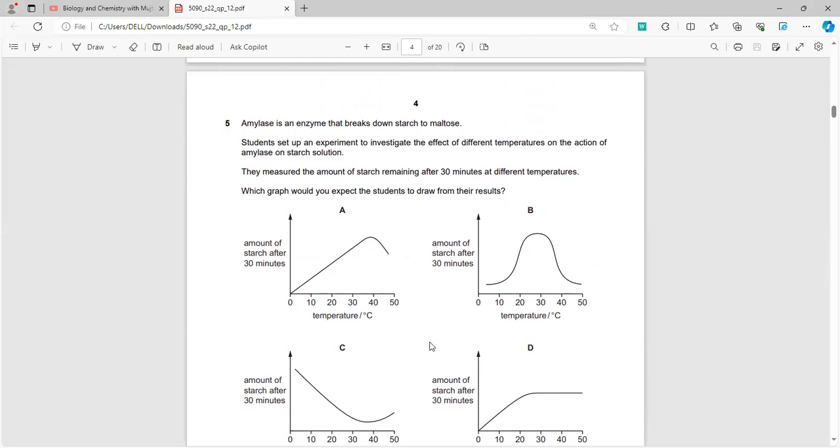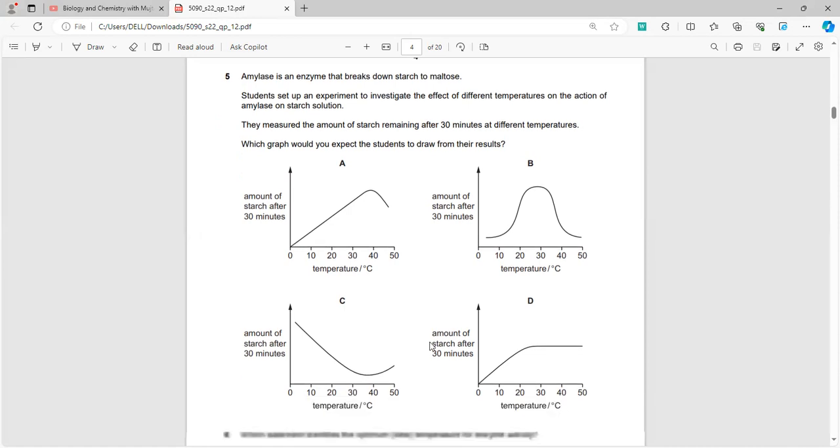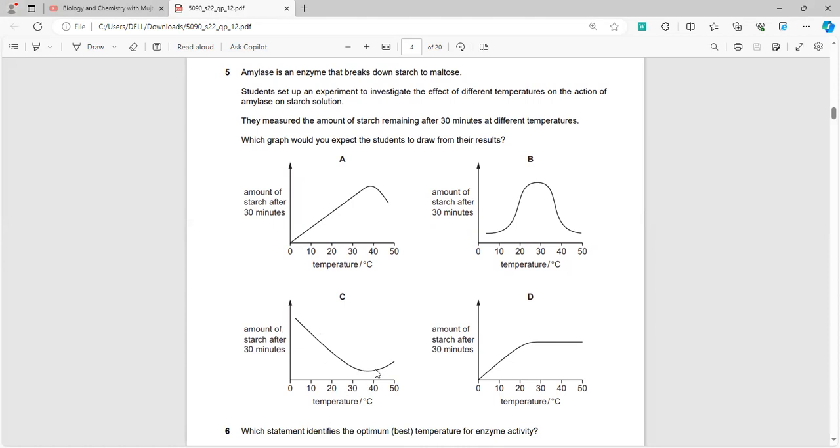Now, in question number 5, we know that amylase is an enzyme predominantly in humans. It is found in the mouth in the form of salivary amylase, and it converts starch into maltose. So we know that the enzymatic activity increases per 10-degree rise in temperature up to a maximum of 40 degrees, after which the enzymatic activity decreases. So the correct option out of all of these four graphs will be C, and you can see that the amount of starch after 30 minutes is at the lowest at a temperature of 40 degrees.